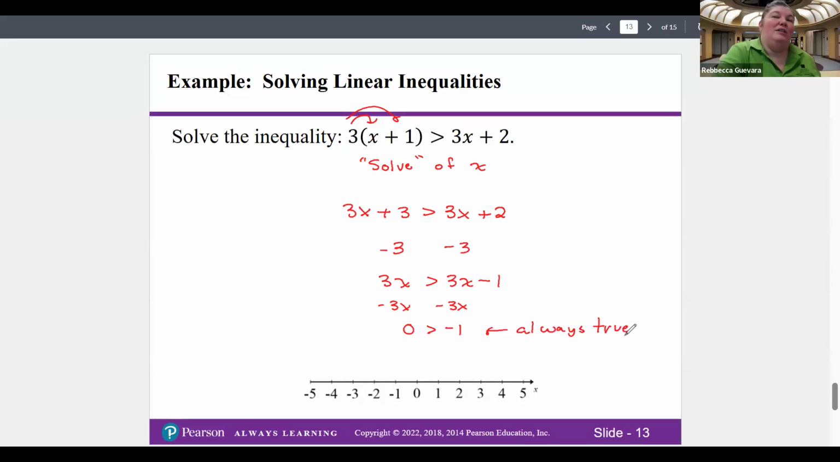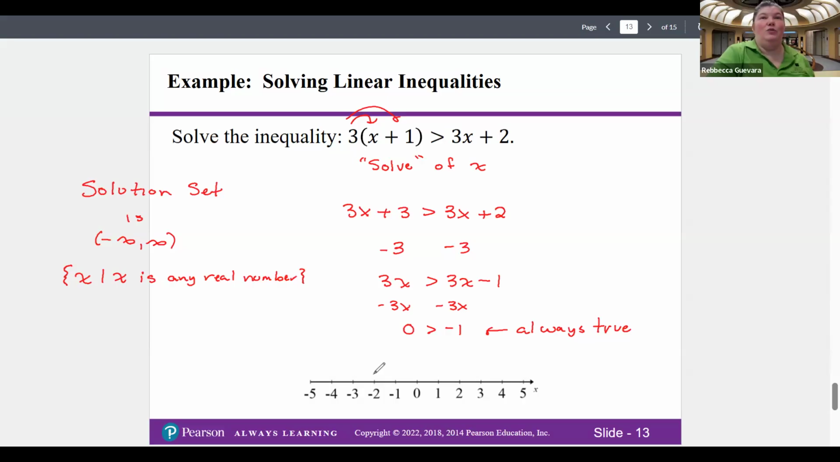So just like with equations, sometimes we'd end up with something that's always true. This is a case where this is always true. 0 is always greater than -1. What that means is that my solution set is going to be from negative infinity to infinity, or all real numbers. So sometimes we have inequalities that hold true all the time, no matter what. So if I graph that, it's just a number line like this running to infinity.